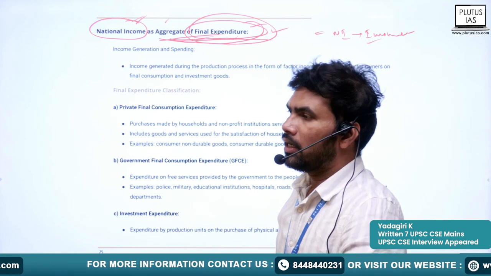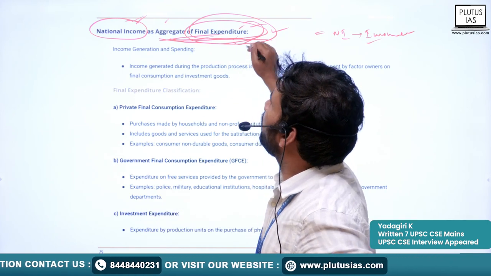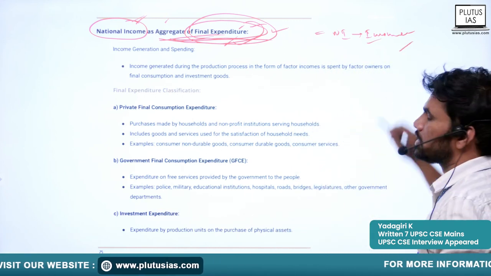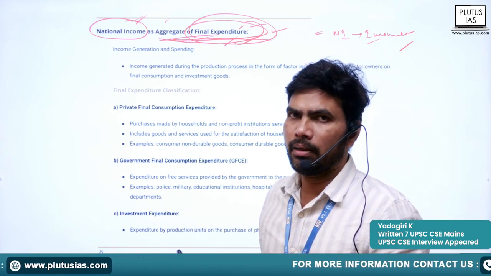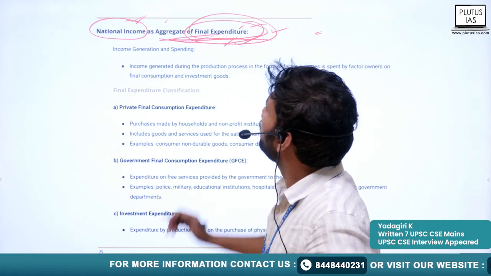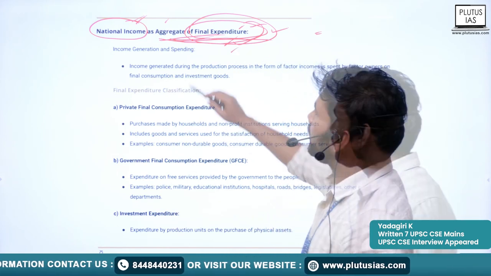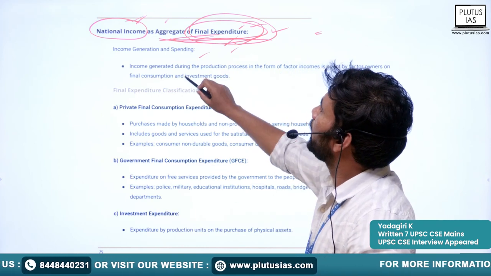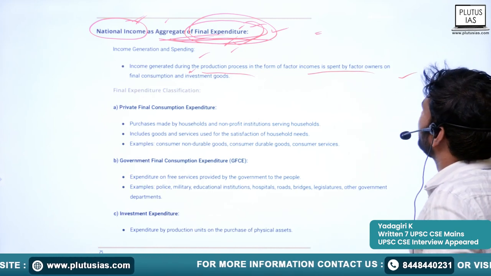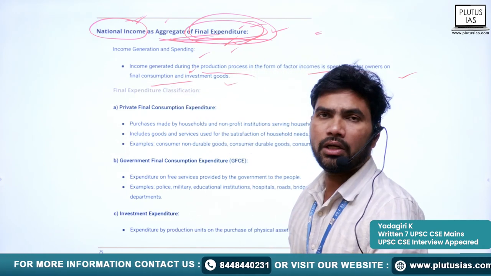So the practical calculation of GDP or national income of India is a combination of both of these: national income as an aggregate of final expenditure and national income as an aggregate of factor incomes. Right. So we have seen the national income calculation as an aggregate of factor incomes. Now we will see national income as an aggregate of final expenditure. Right. Income generation and spending, if we see, income generated during the production process in the form of factor incomes is spent by the factor owners on final consumption and investment goods.